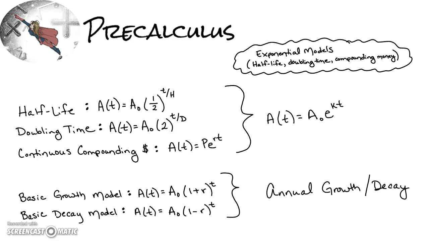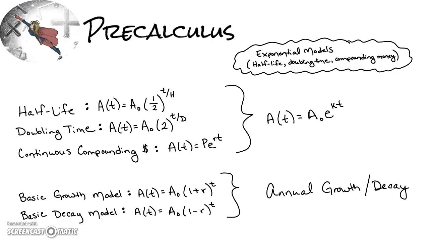Hi guys, so today we're going to be talking about word problems which follow exponential models. You've probably heard of some examples in class. The most common examples that they do are half-life, doubling time, like the amount of time it takes for a population to double, or compounding money, like if you're getting compound interest on money.